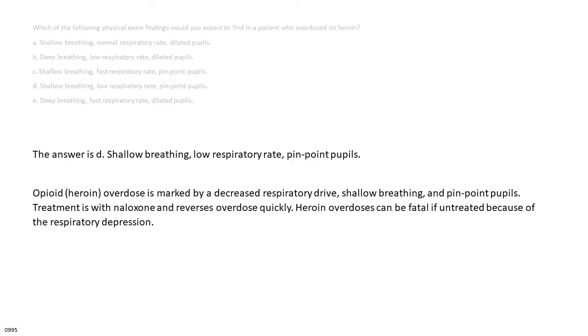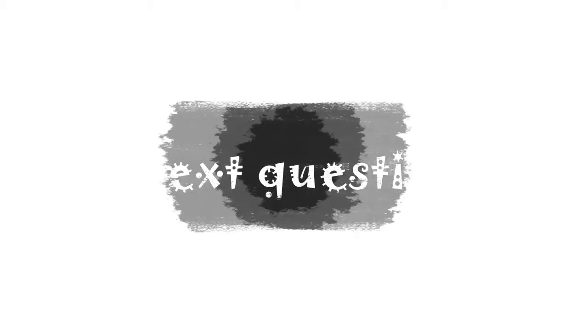The answer is D. Shallow breathing, low respiratory rate, pinpoint pupils. Opiate, heroin, overdose is marked by a decreased respiratory drive, shallow breathing, and pinpoint pupils. Treatment is with naloxone and reverses overdose quickly. Heroin overdoses can be fatal if untreated because of the respiratory depression.